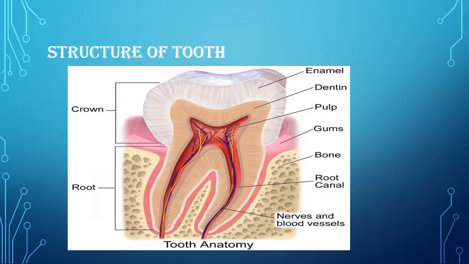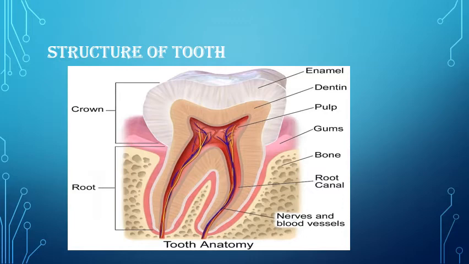What is crown? The portion of tooth above the gum is called crown. Now root, the portion of tooth inside the gum is called root. Now neck, the portion just below the crown and above the root is called neck.